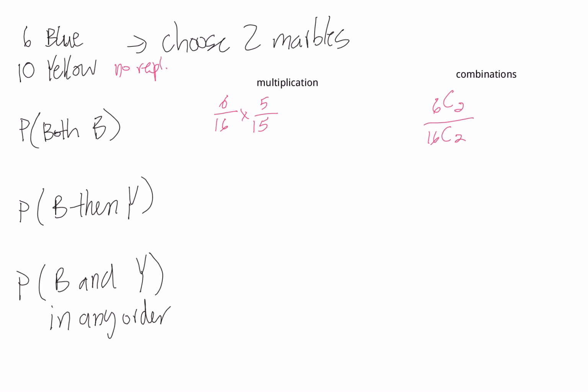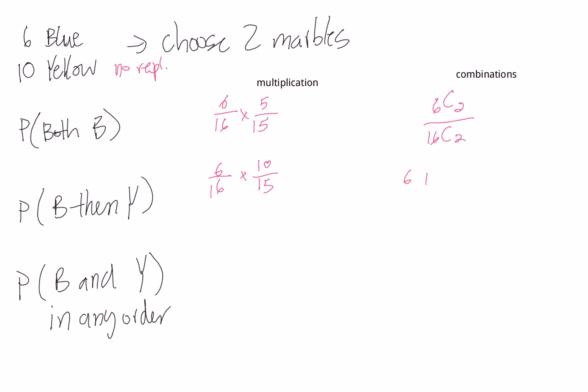Okay, the next one is a blue and then a yellow, so order does matter. So we'd have 6 out of 16 for the blues, and then 10 out of 15 for the yellows. So that's easy if we do it that way. Or if we use the combinations, we'd have 1 blue, so 6C1. We've got to be careful, order does matter in this case. Right, blue first, then yellow.